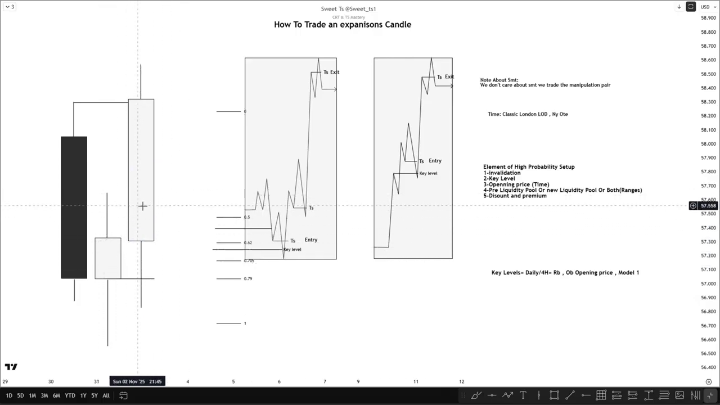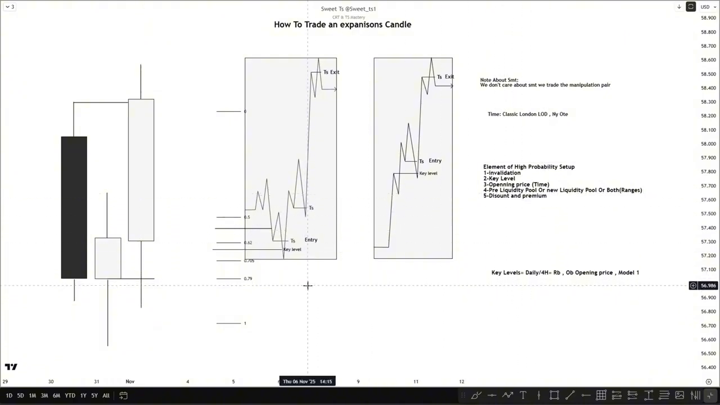since we are using the daily as an example, it can be a daily RB, or for our RB rejection block, or opening price of a daily OB, or a modern one, basically. Third of all is the opening price. So the opening price is time. This is time. Really important. We can have a trade idea without the opening price, right?